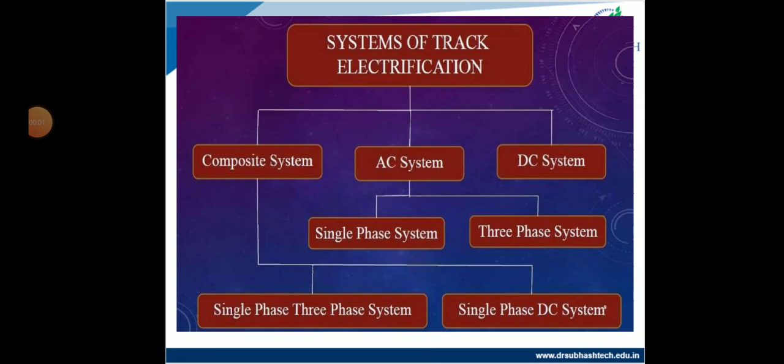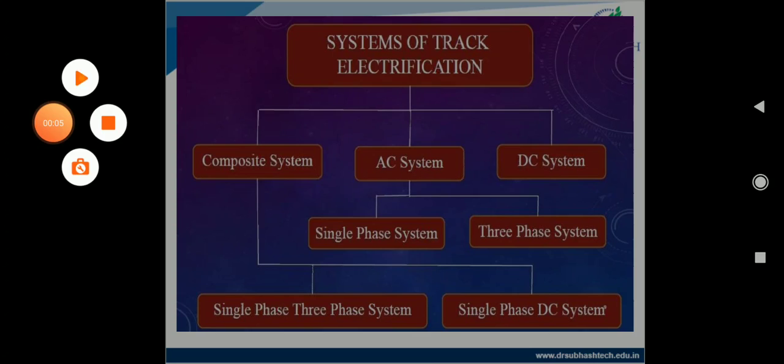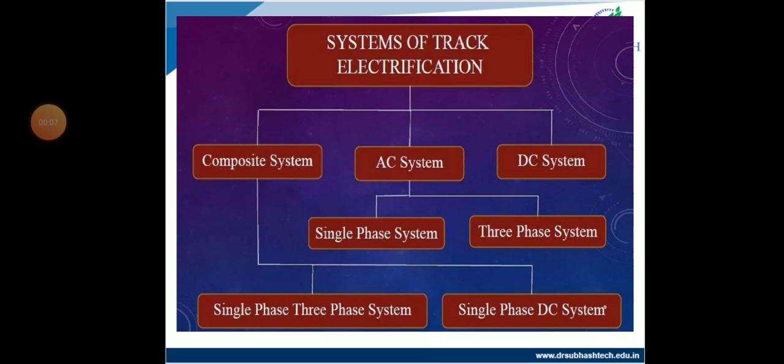Second lecture of systems of track electrification. So mainly three types of track electrification. First is DC system, second is AC system.